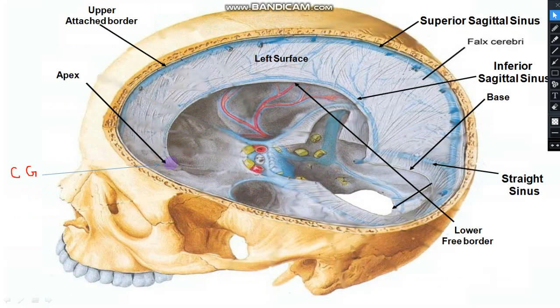You can see the apex of this falx cerebri here over the crista galli. This is the superior margin, and this one is the inferior margin. And this is the base, which is attached to the tentorium cerebelli here in the median plane. Broad base.